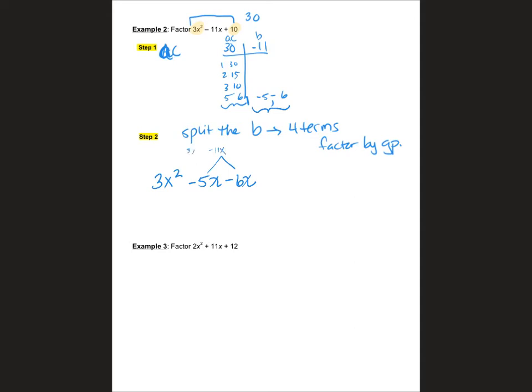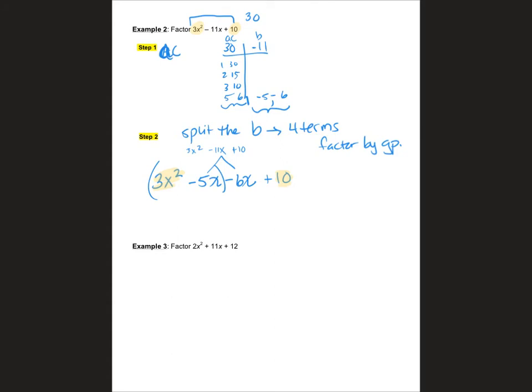That's where that was coming from. So it was 3x squared negative 11x plus 10 originally. So I split it into that, and then now I have my plus 10 at the end. So these 2 terms actually remained the same, the 3x squared and the 10. I was only splitting the B. Okay, so now factor by grouping.